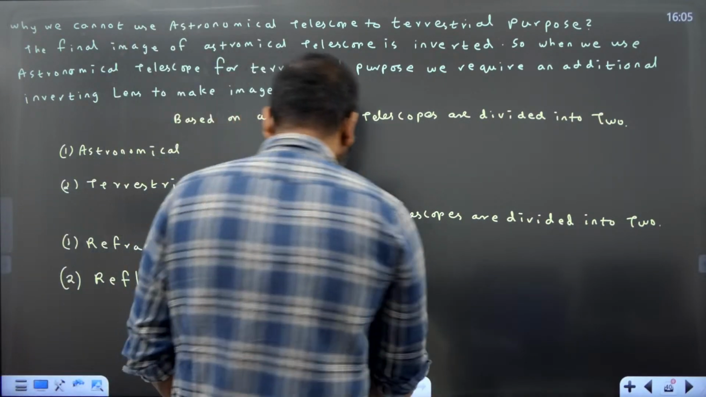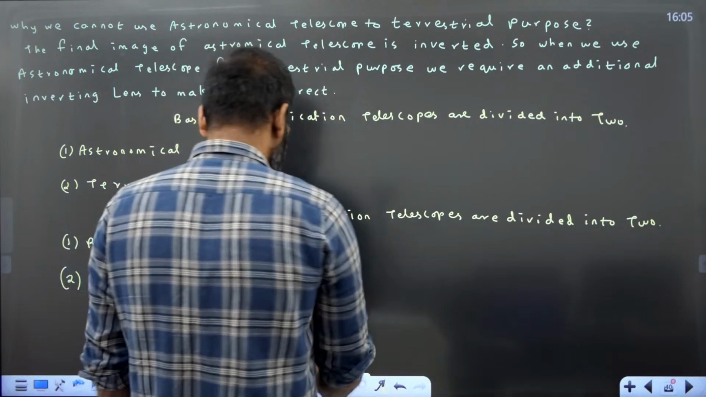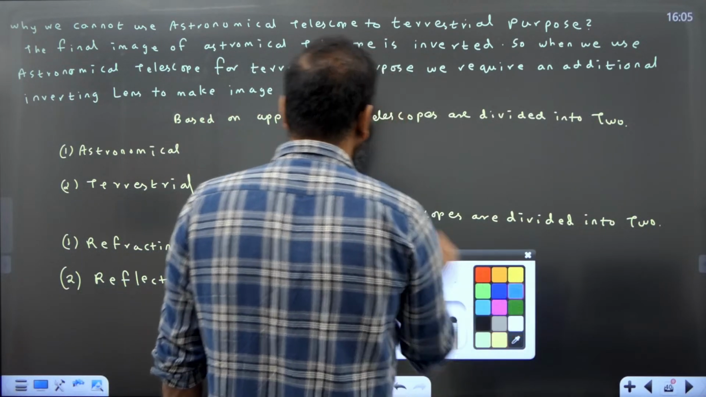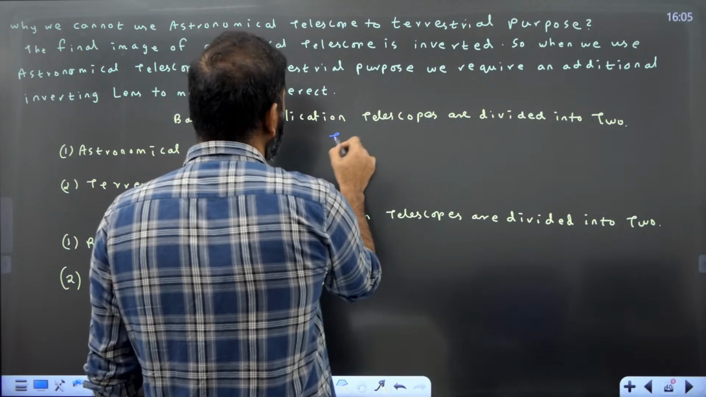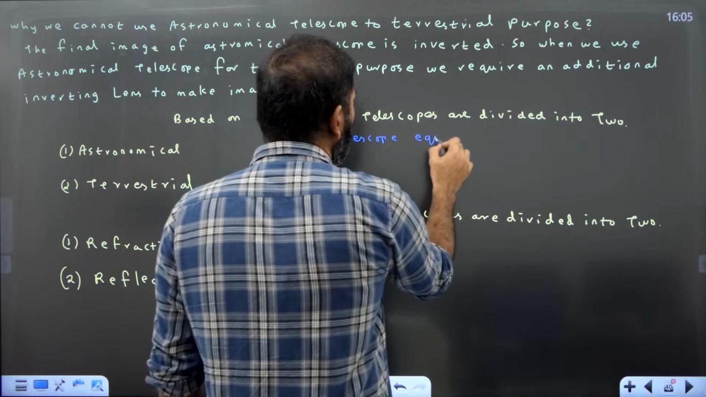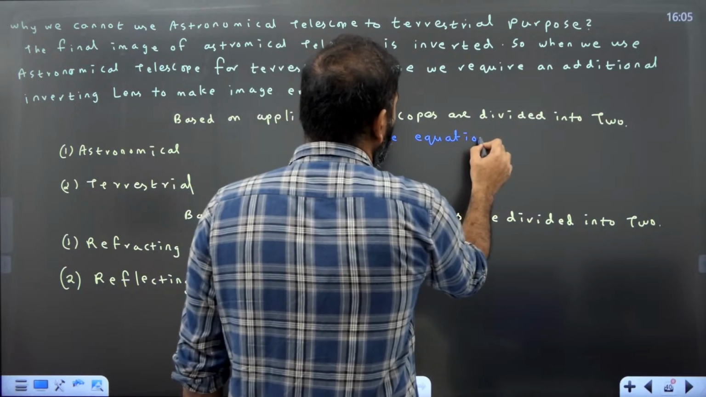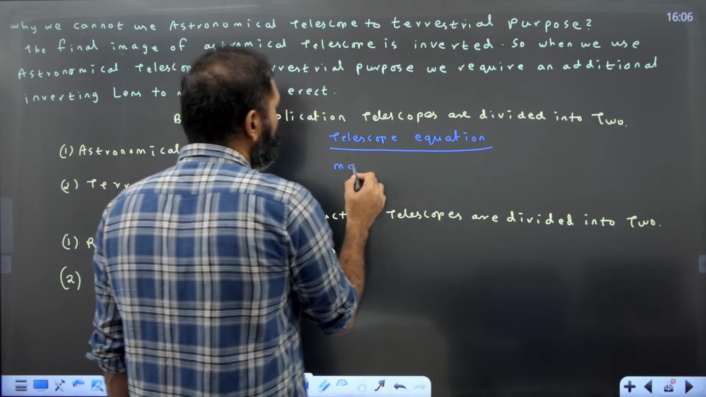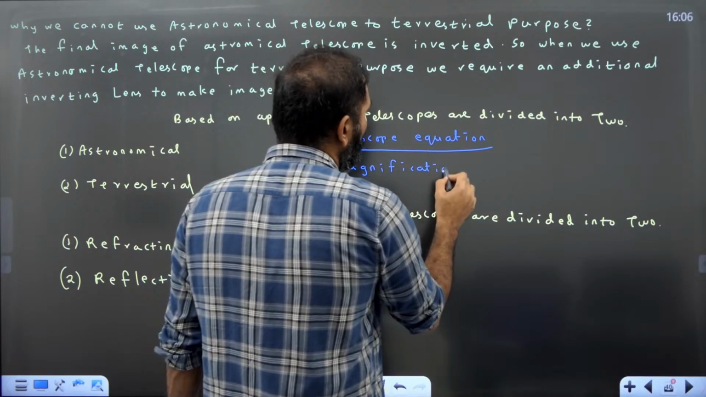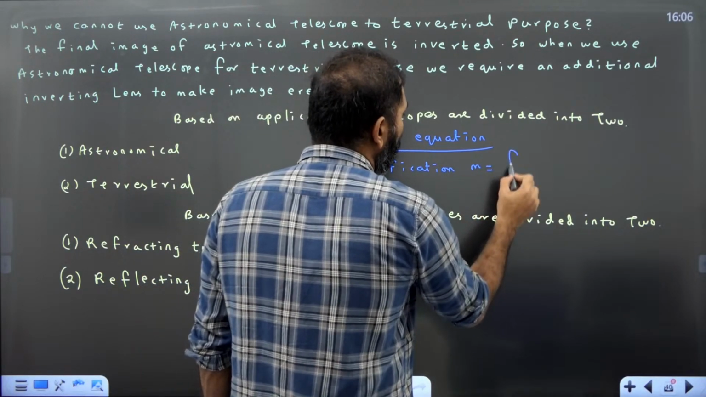Okay, equations of telescope, equations. Equations is a direct equations. Magnification of telescope, m is equal to FO by FE.